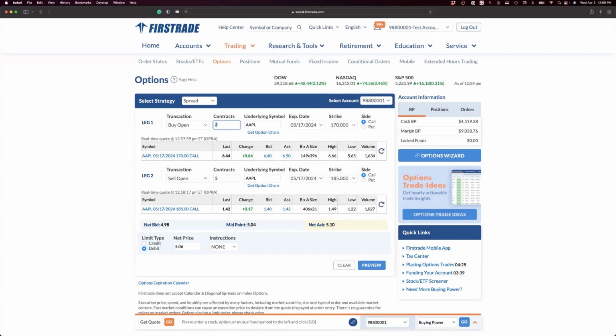So a lot of times when you trade ETFs, you will gravitate towards trading more credit spreads, and single stocks will give you more opportunities to trade debit spreads. So hopefully that answered your question, Justin.